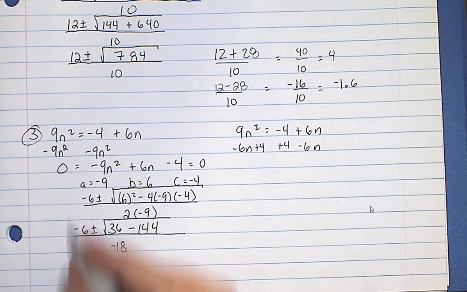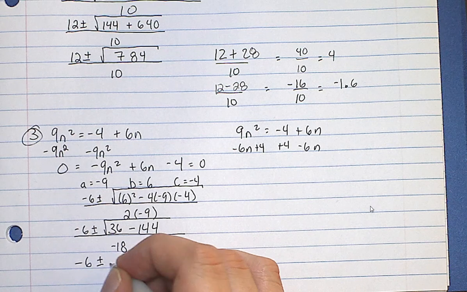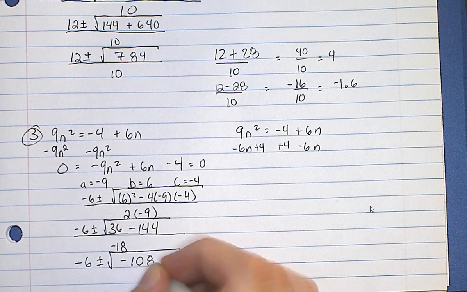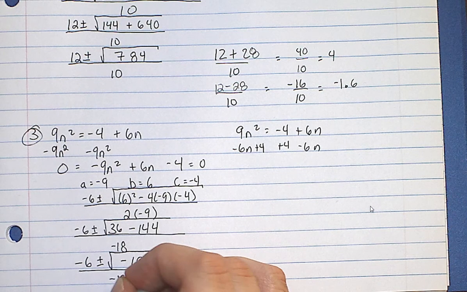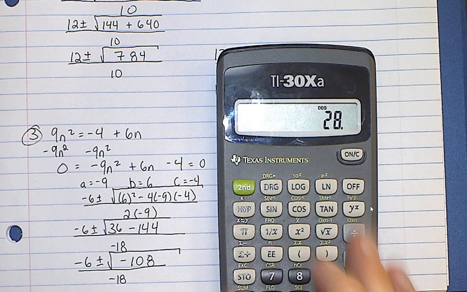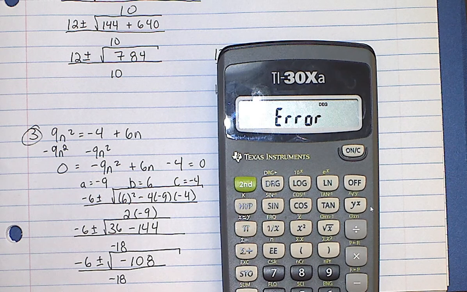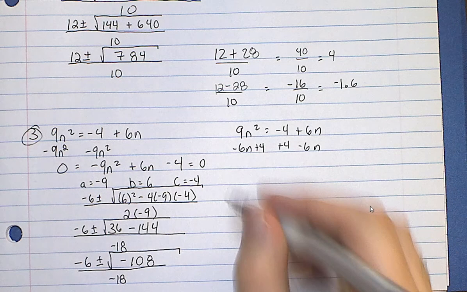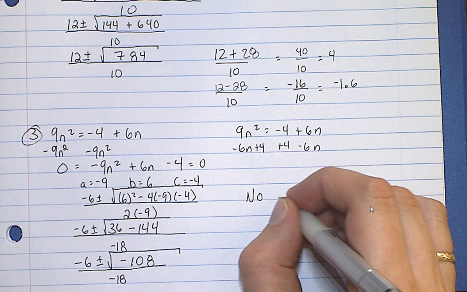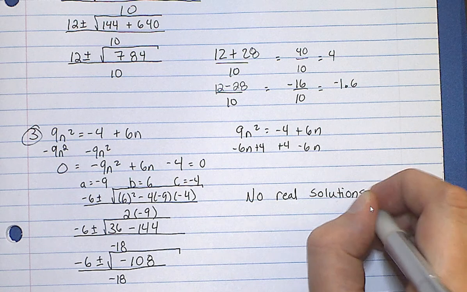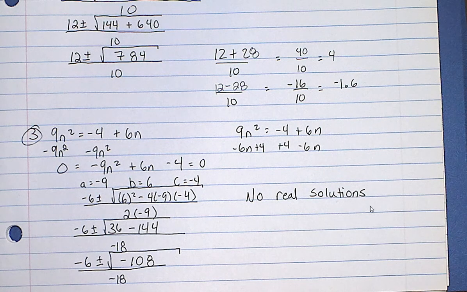Is 3 the only special case? Not necessarily. Now, if you try to do the square root of negative 108, my calculator says error. It's not no solutions, it's no real solutions. And that's the answer. Are they always going to be no real solutions if they look like that? No, absolutely not.